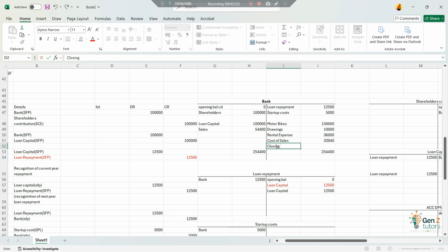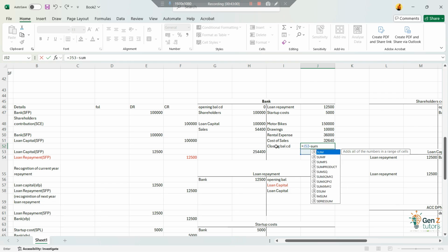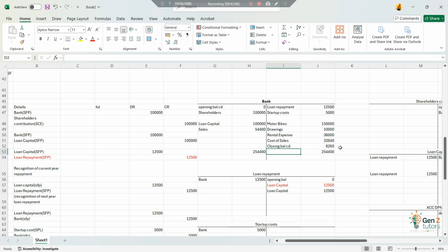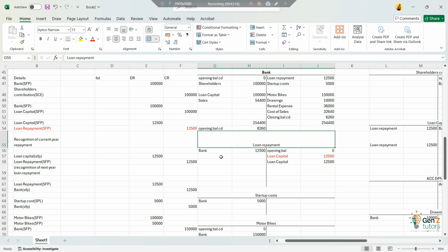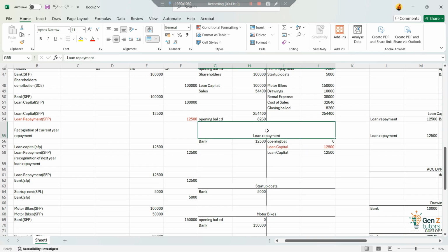Closing balance, carry down. It's going to be this amount down here minus the sum of everything that's above. And then we have a closing balance of 8,260. Then that is going to be our opening balance carried down for the next year. Then we have that.